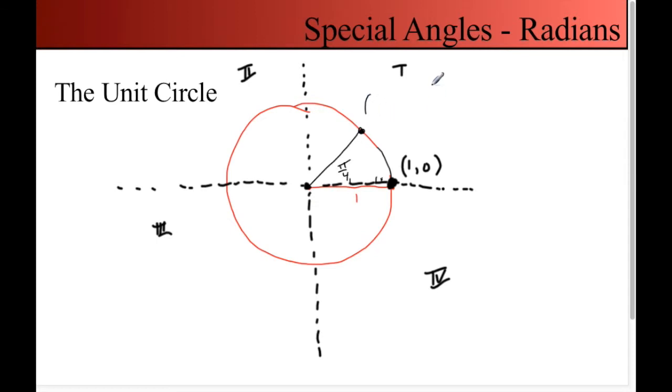That also has a point on the circle. And similarly, if I create a right triangle, this value here is the x coordinate, this value here is the y coordinate, this is still 1. So the hypotenuse is still 1.